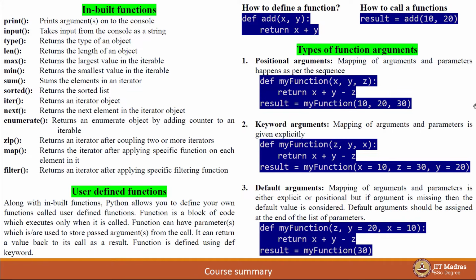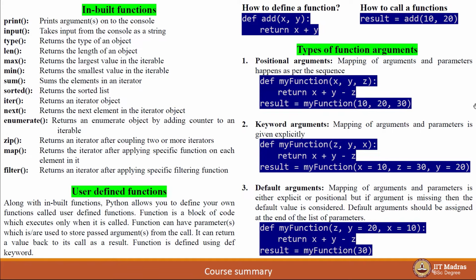Sum function gives the sum of the elements in the iterable. Sorted function sorts the given input and returns a list. Iter returns an iterator object. Next is a function which allows us to iterate over any iterator object.